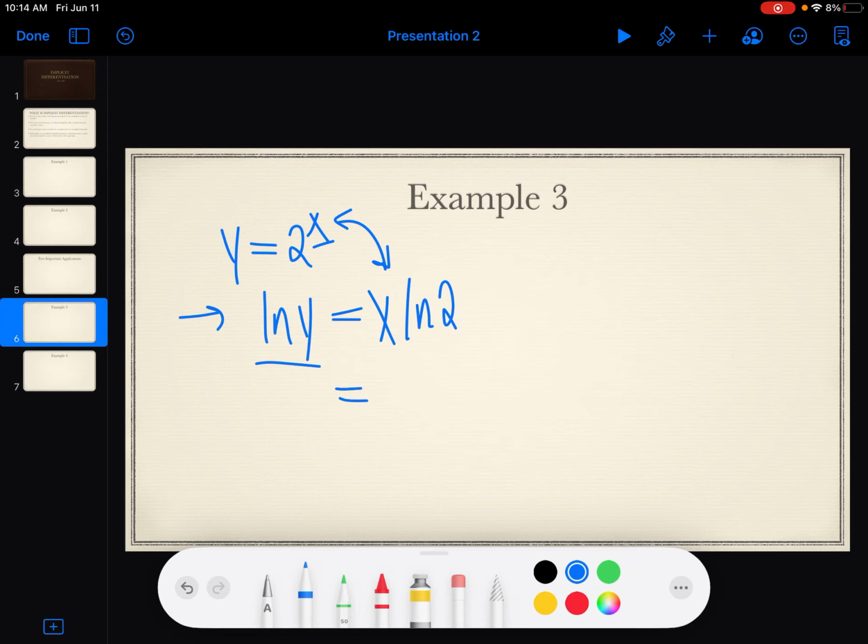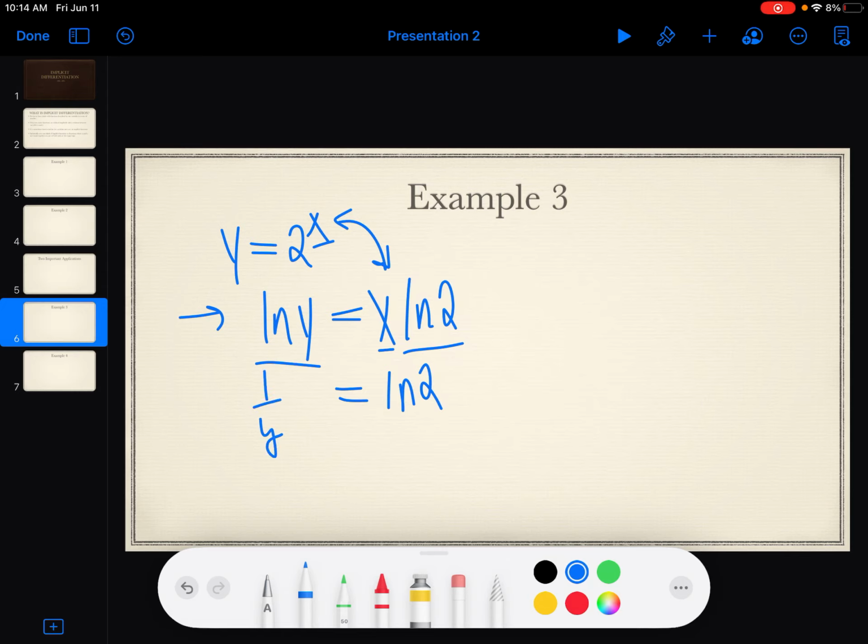So what is the derivative here? Well, we just have ln 2, which is just some constant, and we have x. Taking the derivative, this is just ln 2 because the derivative of x is just 1. So we're just left with a constant. Now let's take the derivative on the left side. Like I showed you before, we have to use the chain rule.